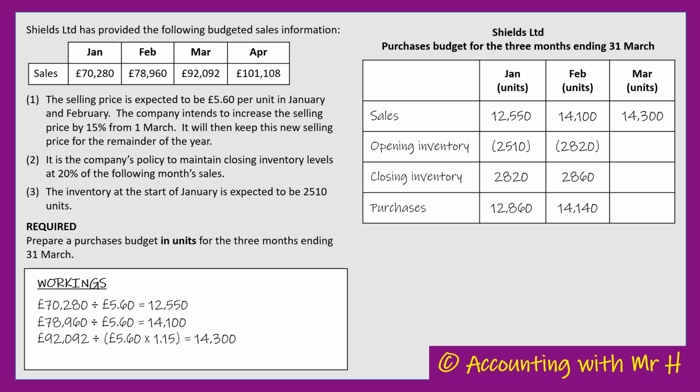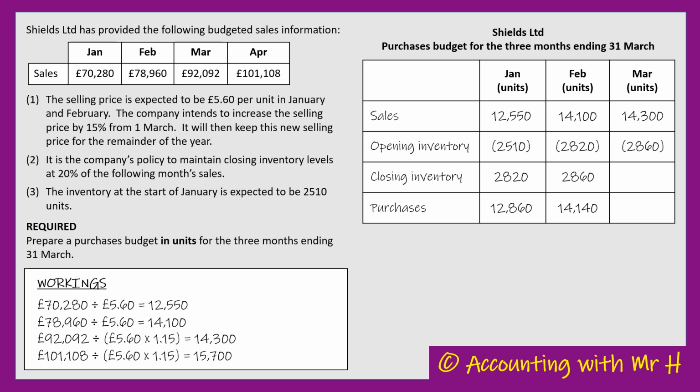So if they're finishing February with 2,860, they'll start March with 2,860. So take those off as the opening inventory. And then, although I'm not being asked to do the budget for April, I'm going to have to use the figure for April to enable me to work out the closing inventory. So if I go back up to the top of the question, the budgeted sales revenue for April is £101,108. But remember, from point 1, they're increasing the selling price by 15% from the 1st of March, and it says it will then keep this new selling price for the remainder of the year. So in April, they're still going to have this new higher selling price.